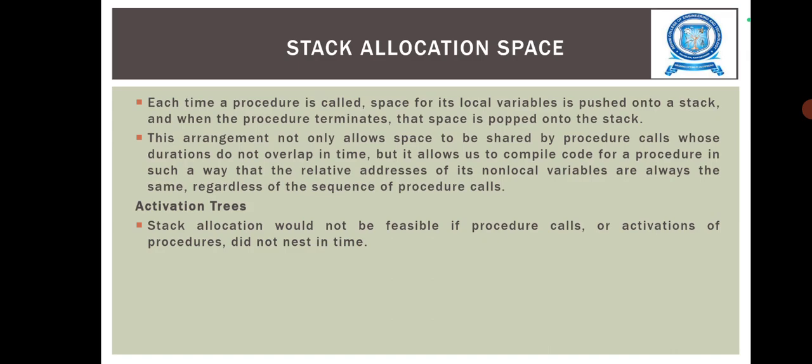Then next we are going to see the stack allocation space. That means each time a procedure is called, space for its local variables is pushed onto a stack, and when the procedure terminates, that space is popped off the stack. This arrangement not only allows space to be shared by procedure calls whose durations do not overlap in time, but it also allows us to compile code for a procedure in such a way that the relative addresses of its non-local variables are always the same, regardless of the sequence of procedure calls. The next one is the activation tree. Stack allocation would not be feasible if procedure calls or activations of procedures did not nest in time.